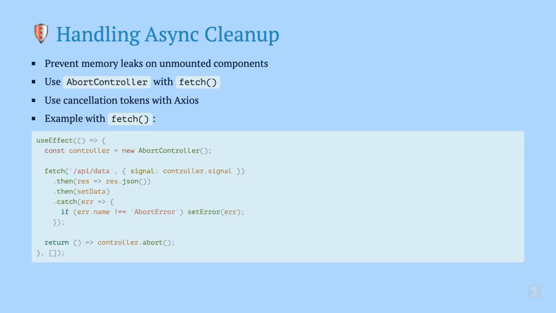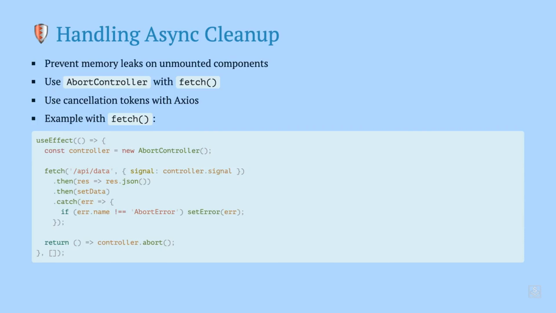When a component unmounts before an API call finishes, it can cause memory leaks or errors. To prevent this, use cleanup logic. With fetch, create an abort controller, pass its signal to fetch, and abort the request in the cleanup function.